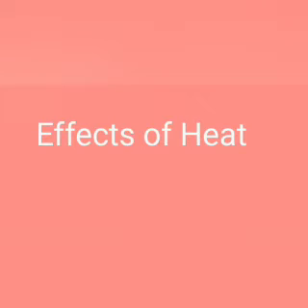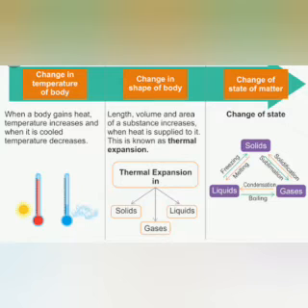Now, the next topic is the effect of heat. Heat can cause many changes in an object: first, change in temperature; second, change in size; third, change in state. Now first we will discuss change in temperature. Children, when heat is supplied to an object, there is usually a rise in the temperature of that object. Similarly, when an object is cooled, its temperature usually decreases. Thus, the amount of heat gained or lost by an object can usually be found by measuring the change in the temperature of the object.